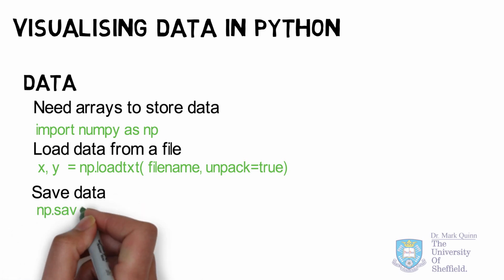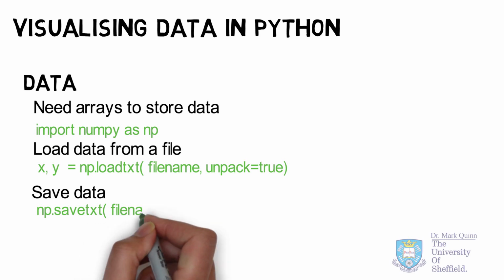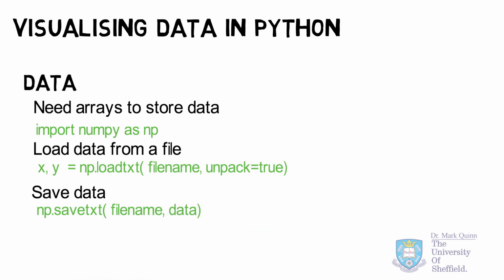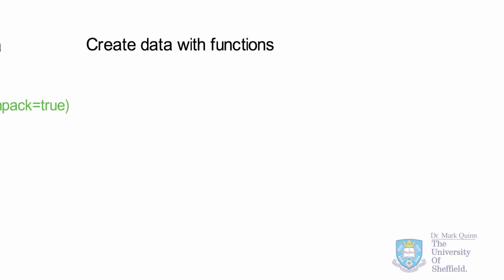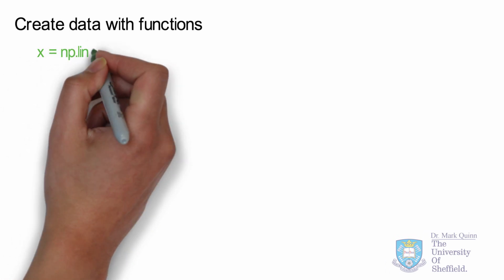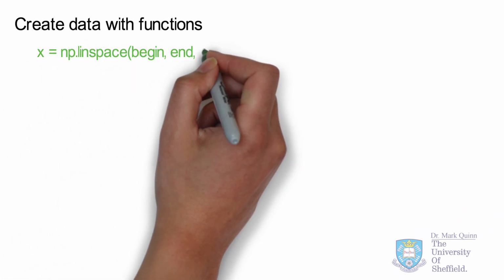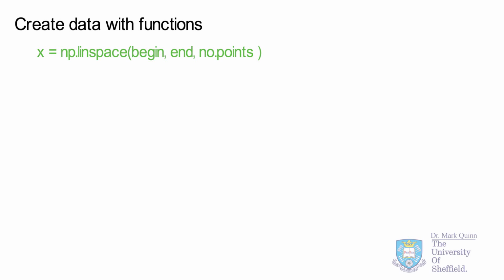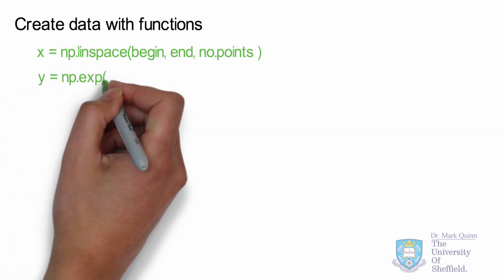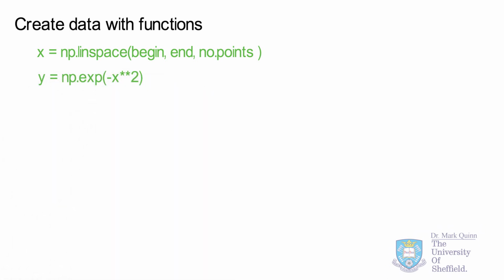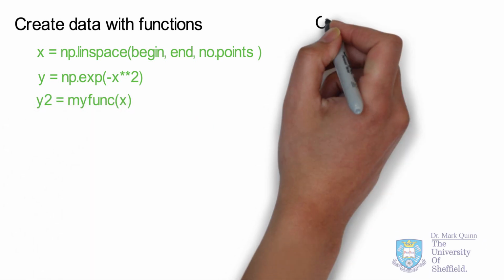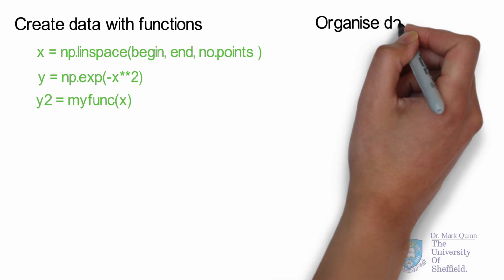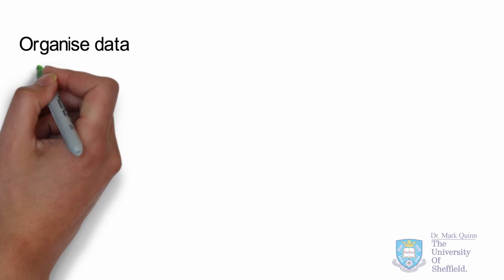Conversely, we can also save data from an array called data, for example, to some file name. Besides loading measured data from files, we can create our own data using functions. For example, using NumPy's linspace, we can create a linear list of numbers which we can use as the inputs to a function, such as numpy.exp for an exponential function, or indeed for any other function we would like to define ourselves. We can of course also use NumPy to organize the data.